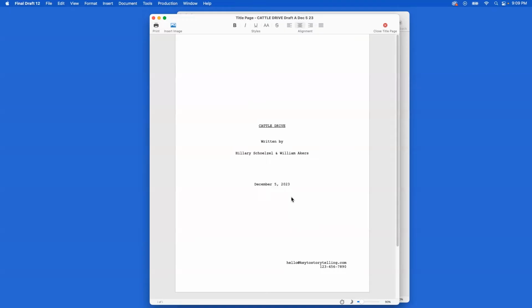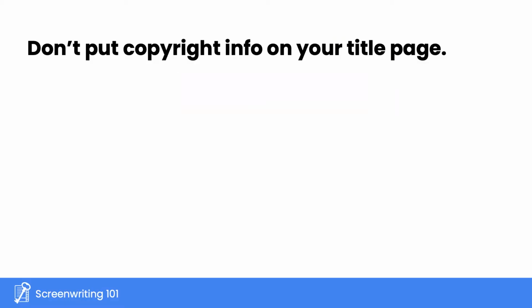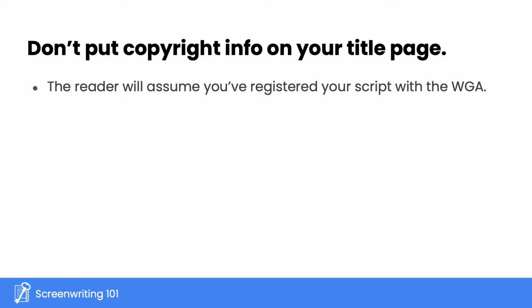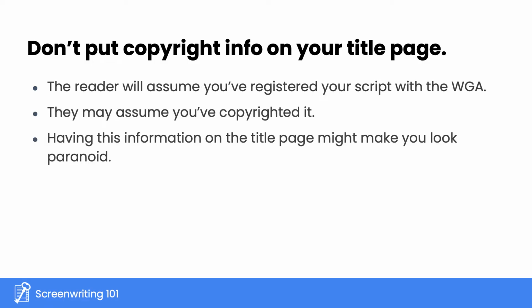Since this is my working draft, I'll leave the date on the title page for now. This is all the information that belongs on your title page. Very simple. No weird fonts, no images, no graphics, no maps. Also, we recommend not putting any copyright information or WGA script registration numbers on your title page. The reader will assume you registered your script with the Writers Guild. They may assume you copyrighted it.